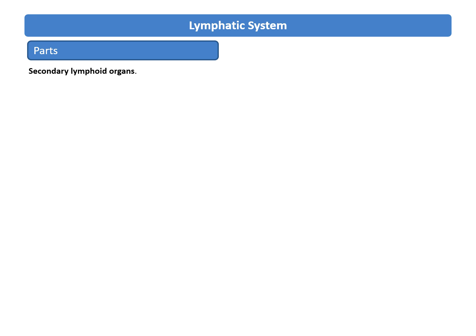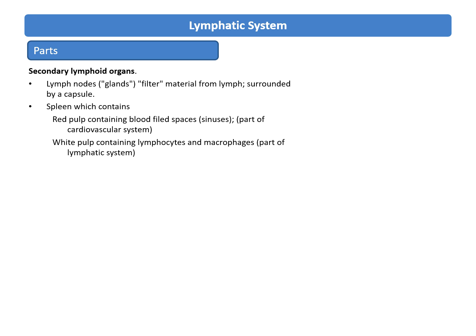Among the parts are the secondary lymph organs. Lymph nodes, we sometimes call them glands. They filter material from the lymph. They're surrounded by a capsule. The spleen is another secondary lymph organ. Actually, it's also part of the cardiovascular system. It contains two kinds of tissue: red pulp, containing blood-filled spaces, and white pulp, containing lymphocytes and macrophages.